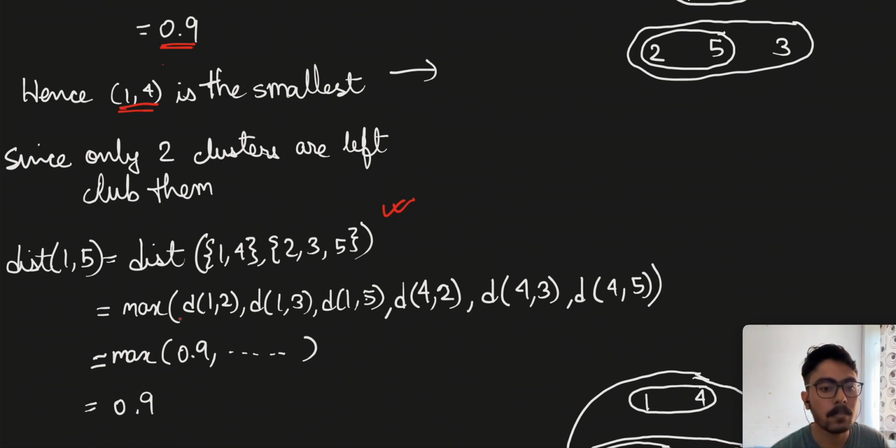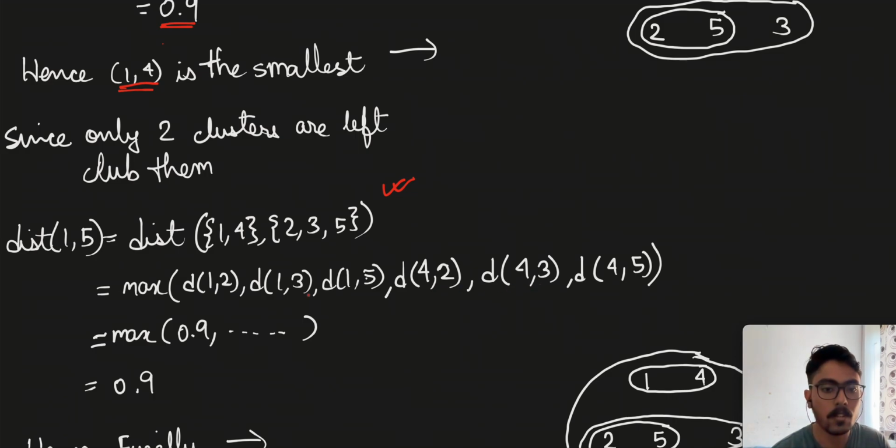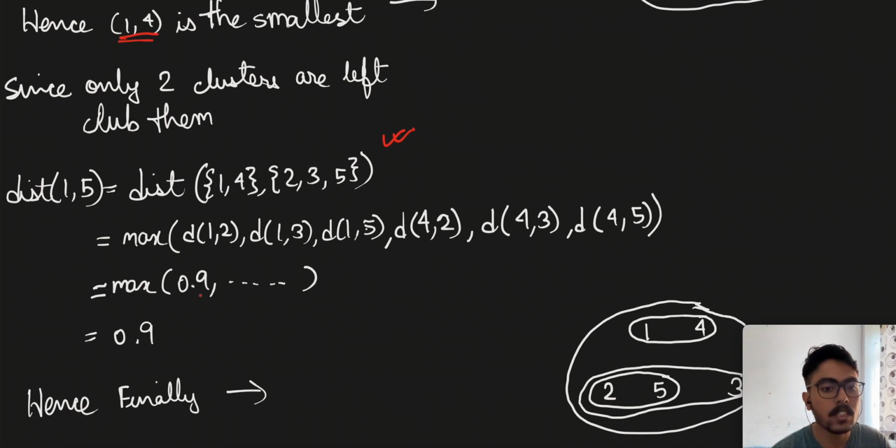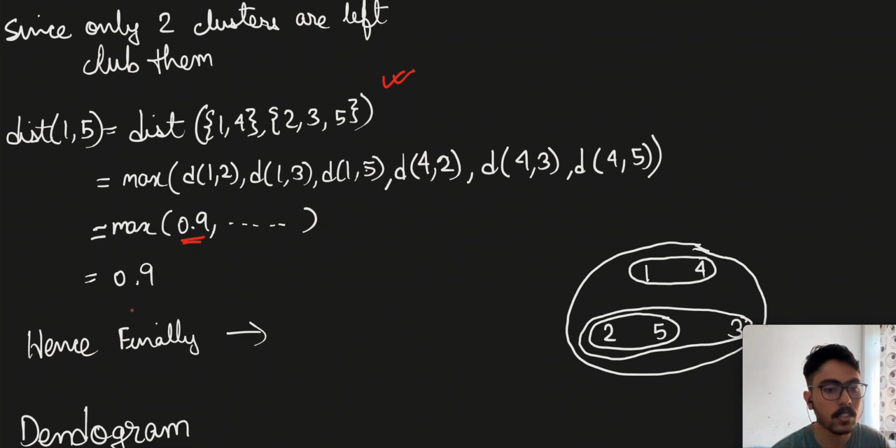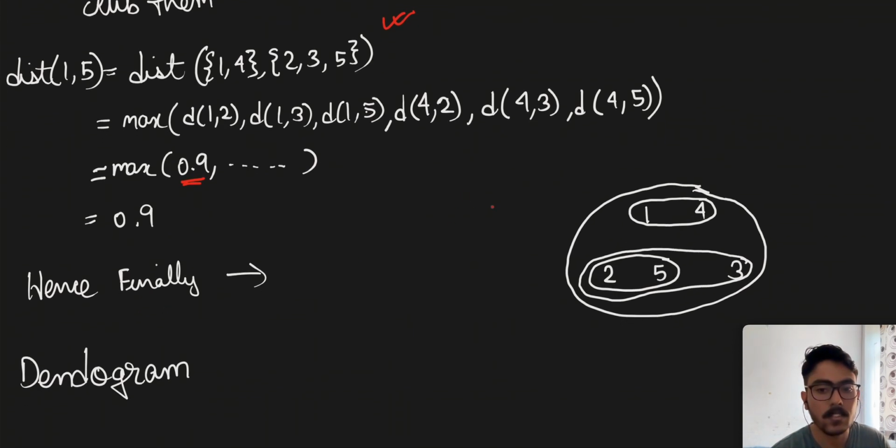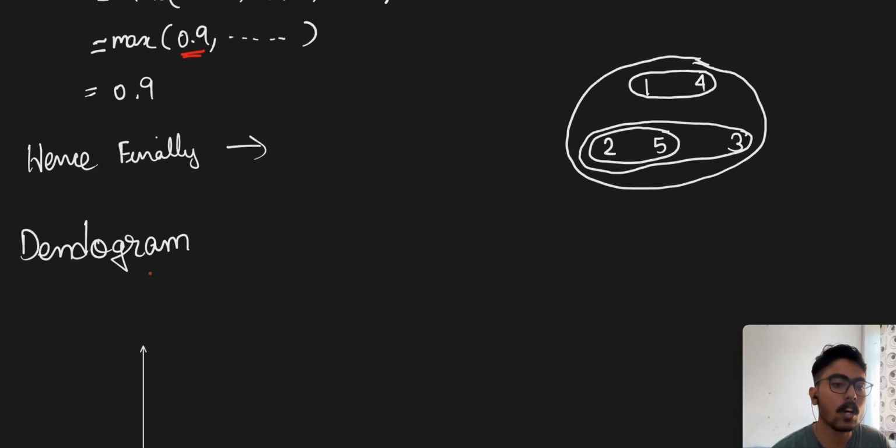So we need to calculate the maximum of all these, right? We see that 0.9 is the maximum in the table, so we need not calculate the other values. We simply put 0.9 and hence finally all the data points are clustered. So now we see the dendrogram.